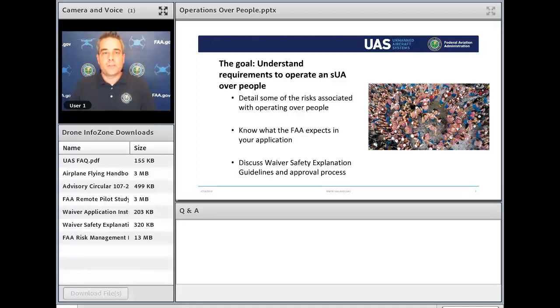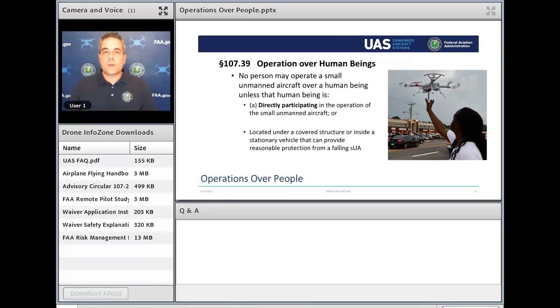So, why are we here today? While operating over people is not our most often requested waiver, I would bet that it's probably the most often talked about waiver in industry. So what I want to go through today is a little bit on operating over people, detailing the risk associated with that type of operation, knowing what we, the FAA, expect in your waiver application, and we're going to do that, as always, through discussing the waiver safety explanation guidelines.